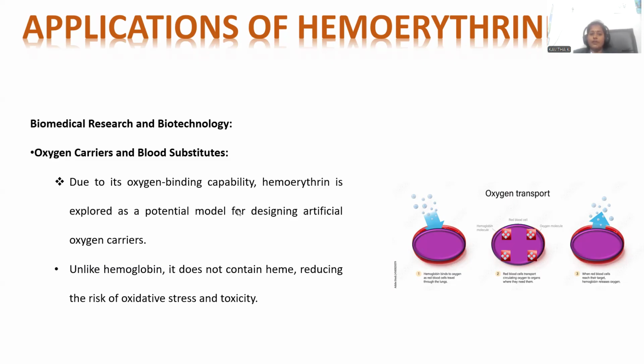Hemerythrin is explored as a potential model for designing artificial oxygen carriers, right? This is the way oxygen binds with this purple colored plate, and that oxygen is able to form a bond that is incorporated inside later. It will be transported to the requisite organs in the marine organisms, right? And unlike hemoglobin, it does not contain heme, reducing the risk of oxidative stress and toxicity. Toxicity may not be given by this kind of hemerythrin; it is a very safe one.